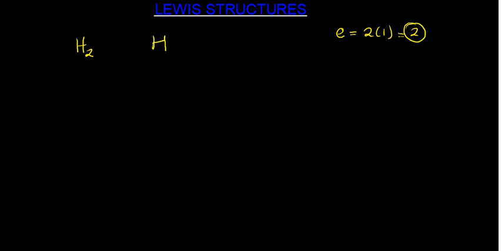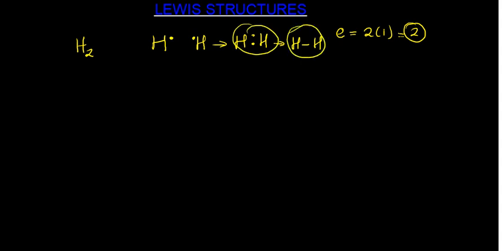We are going to draw one hydrogen and then another hydrogen. Only these two are going to come together to form a hydrogen molecule, which we can show like this. Or simply, because two electrons form one bond, we can also write it like that. So this is the Lewis structure for hydrogen.